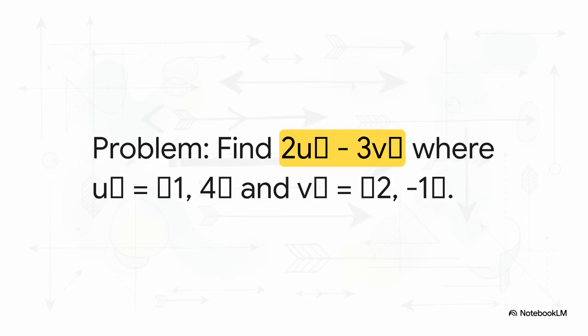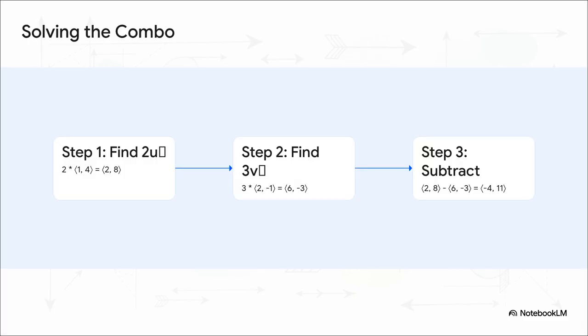Now for something a little more fun. This is what we call a linear combination. This problem mixes everything together, scalar multiplication and subtraction. This is a super common type of vector problem. So let's break it down piece by piece. We're going to do this step by step.